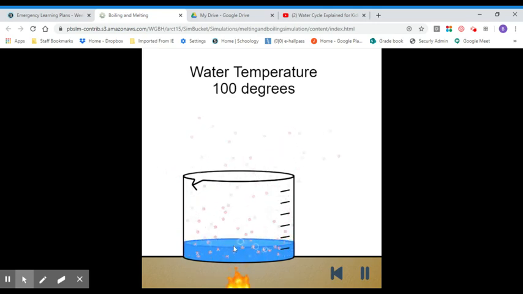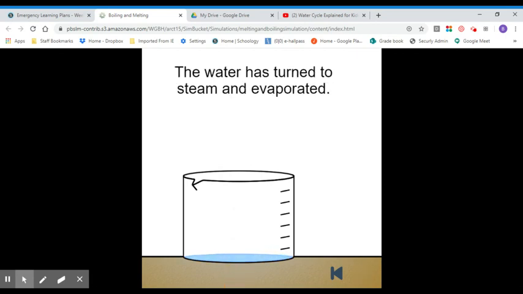Notice that while the water changes to a gas, the temperature stays at 100 degrees. And that's why liquid water can only be between 0 degrees Celsius and 100 degrees Celsius.